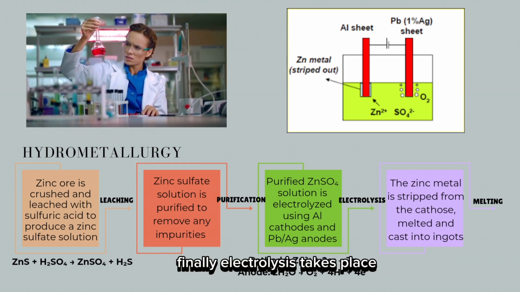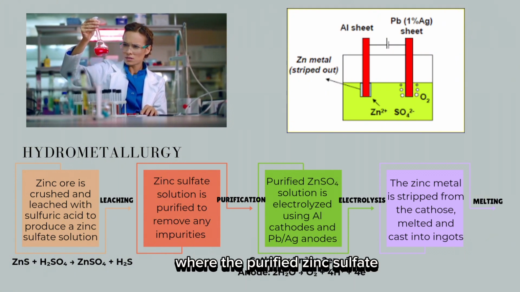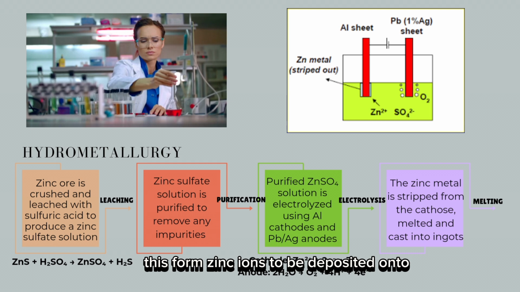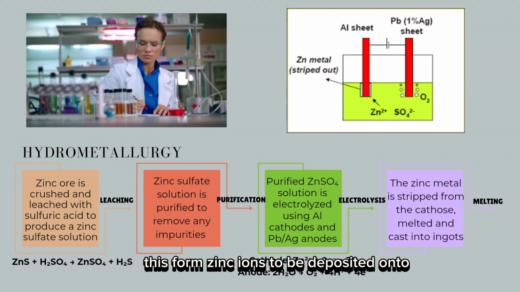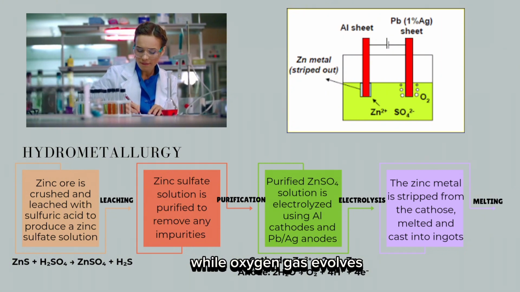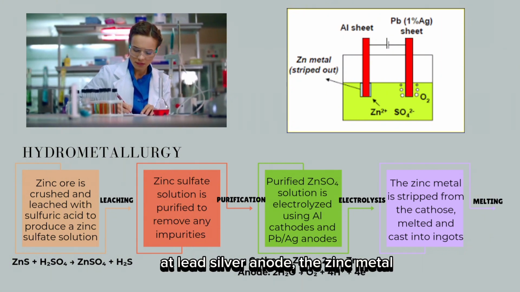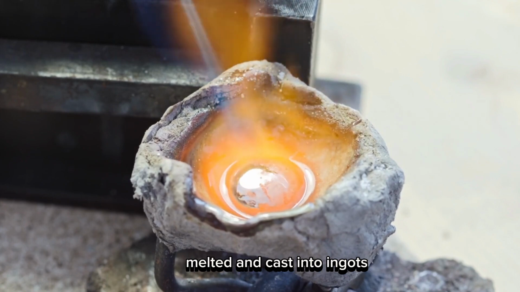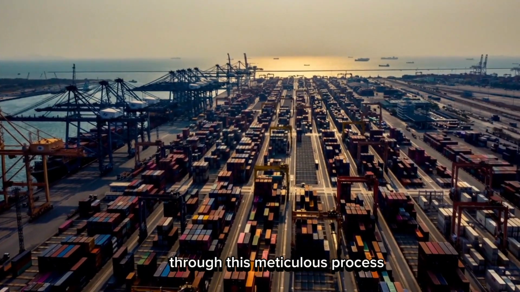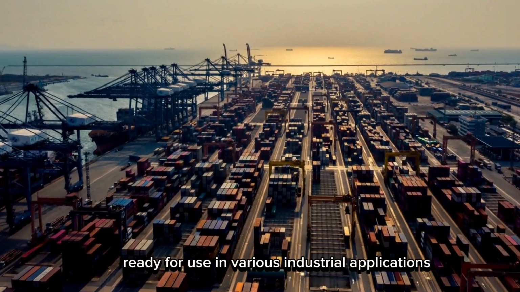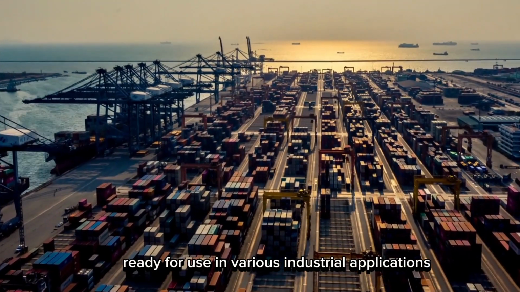Finally, electrolysis takes place, where the purified zinc sulfate solution is subjected to an electric current. This prompts zinc ions to be deposited onto aluminum cathodes as zinc metal, while oxygen gas evolves at lead-silver anodes. The zinc metal is then stripped from the cathode, melted, and cast into ingots. Through this meticulous process, zinc is extracted and refined, ready for use in various industrial applications.